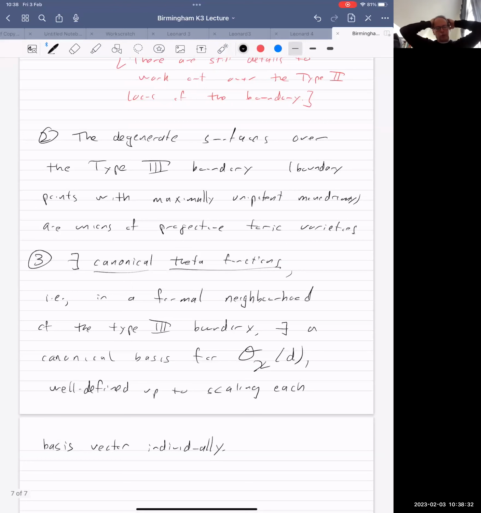Unfortunately, one of the big mysteries remains as to whether there are some intrinsic properties that these theta functions satisfy, which would explain why they're so special. But they come out of our construction.